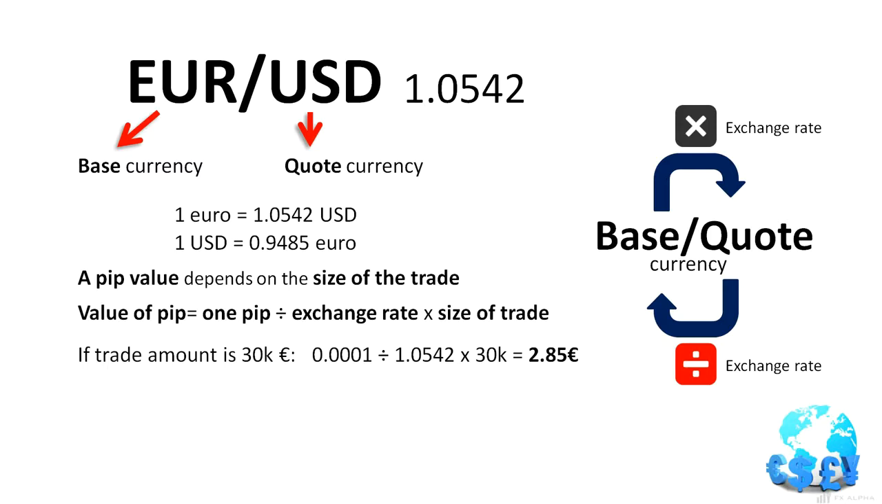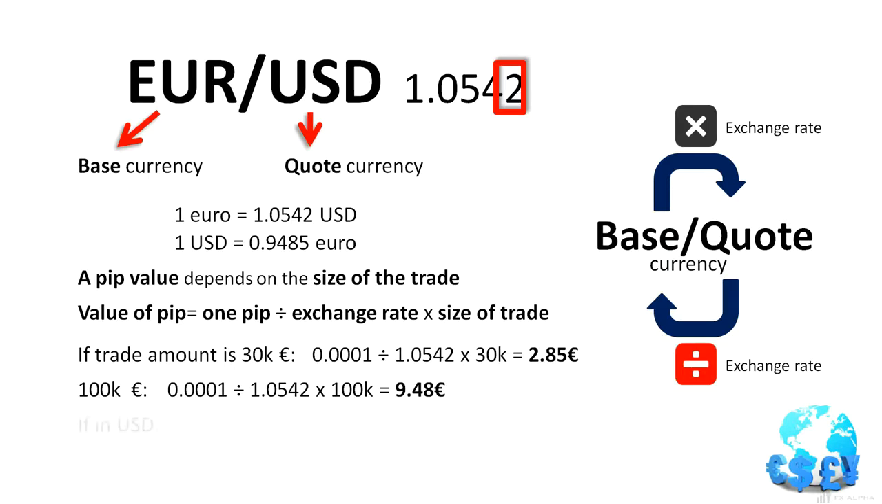The reason why we use 0.0001 is because in the last section, we said that a PIP is the 4th decimal number for regular pairs. That's why it's 0.0001. Now, what if we are trading 100,000? Same here, just plug in the numbers. 0.0001 divided by 1.0542 multiplied by 100,000 is equal to €9.48.